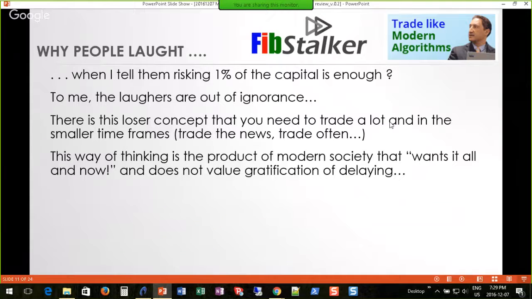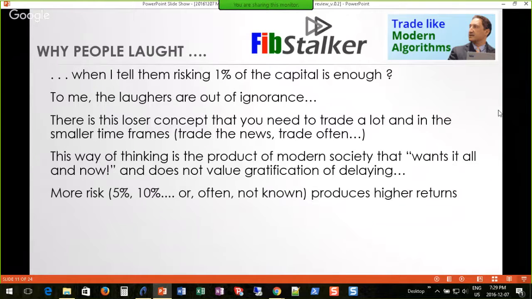And this way of thinking is also the product not only of the industry and the marketing, but also of a modern society that wants it all and now, and does not value the importance of the gratification of delaying. Now, of course, you can always add more risk. So a lot of people come to me and say, well, this is my risk capital. I'm not going to risk 1%, I'm going to risk 5%.